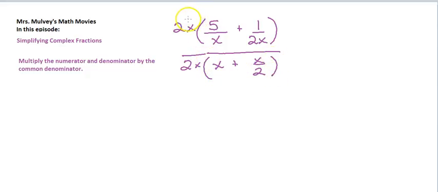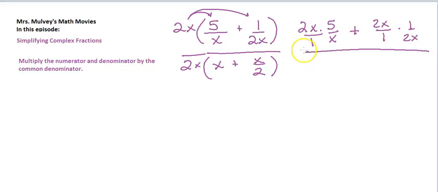So when I distribute, I have 2x times 5 over x. You can write that as 2x over 1 if you want. Plus comes over, and then you have the 2x times the 1 over 2x. And again, you can write that as 2x over 1 if you want. Down here, we have the 2x times the x, plus comes across, and then I have the 2x times x over 2. And again, I'm going to put that 2x over 1 just so I can clearly see my numerator and denominator.